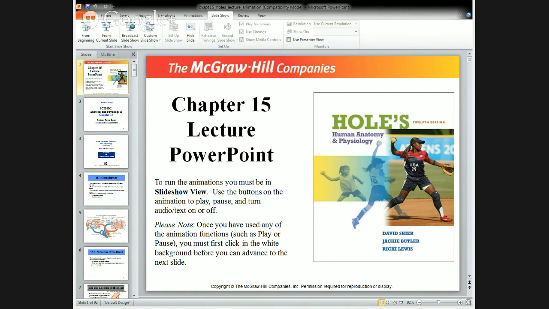Slide 15.1 is about replacing the heart, from transplant to stem cell implants. There's nothing else on that.